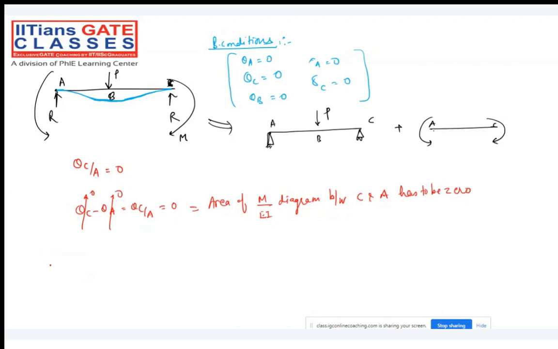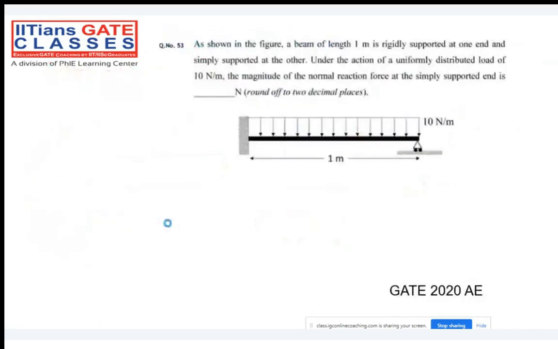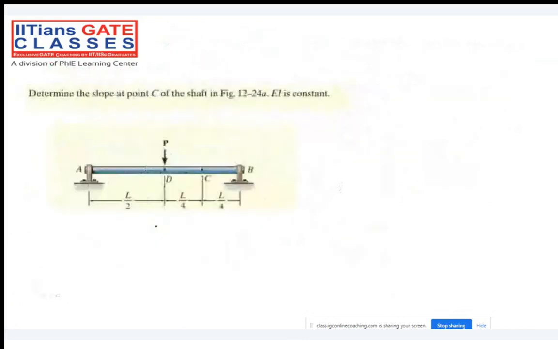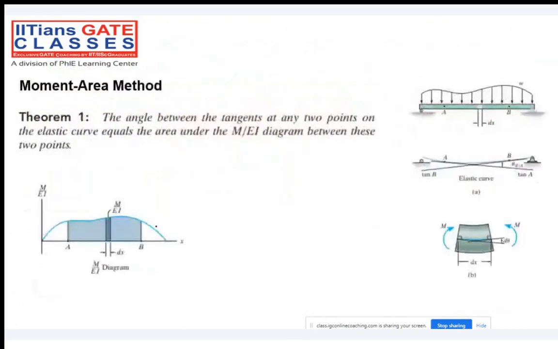So theta C with respect to A is 0. And according to theorem number 1, read the statement of theorem number 1, my dear friend. Observe very carefully: the angle of tangent between any two points on the elastic curve will be equal to the area under the M by EI diagram between those two points. And if the angle between the tangents becomes 0, that means the angle of tangent between these two points is 0.